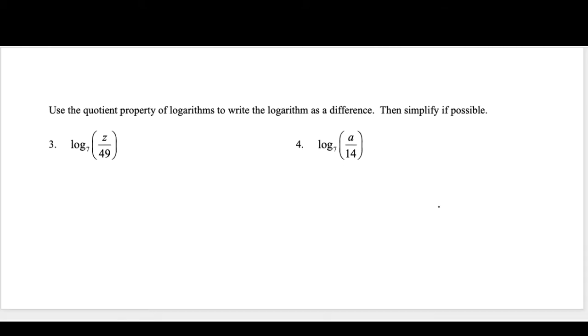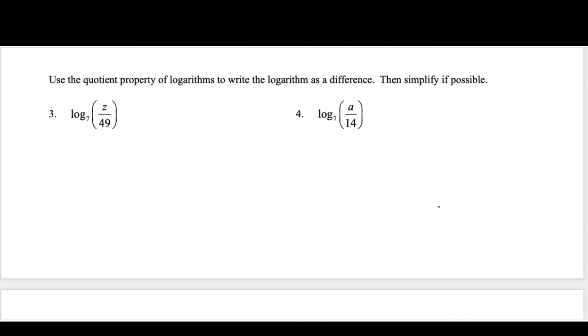Let's do a couple of examples where we apply the quotient property. And we are going to write the logarithms as a difference. So this is just equal to log base 7 of z minus log base 7 of 49. And then we should look to see if we can simplify anything down.